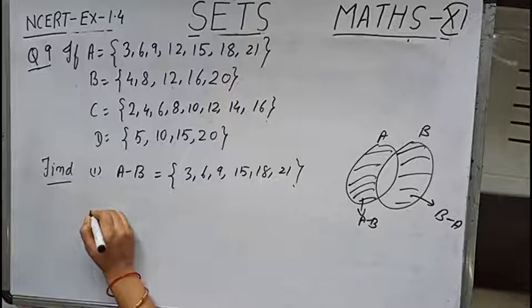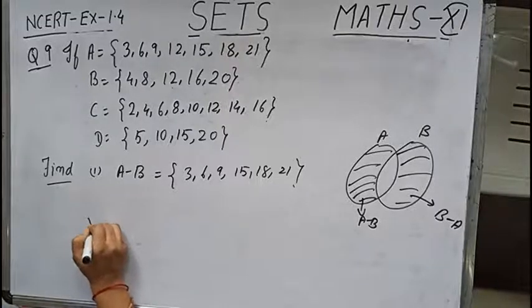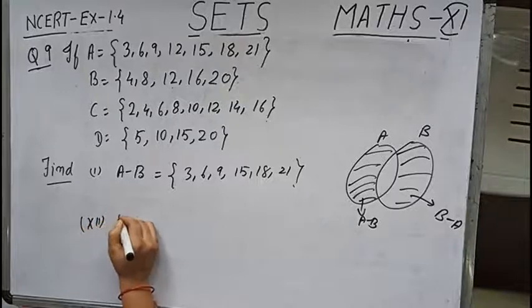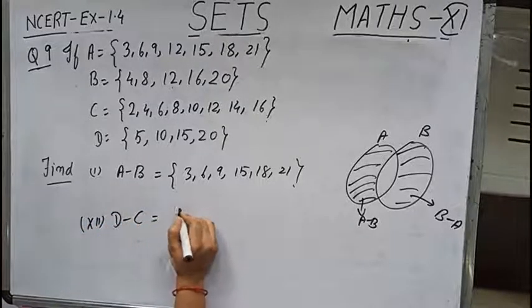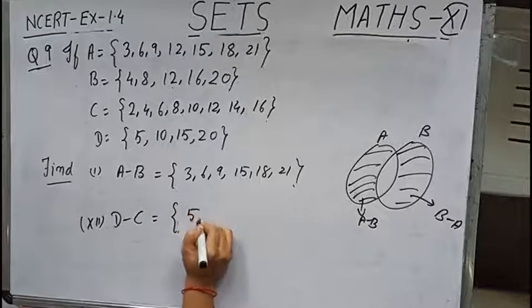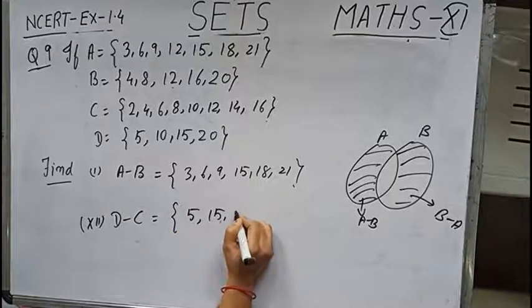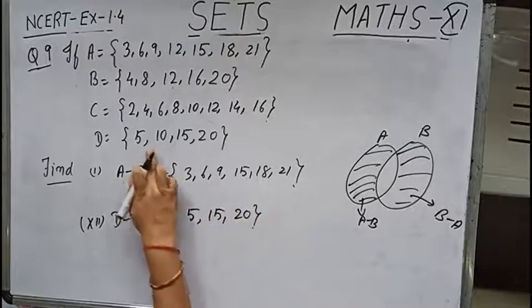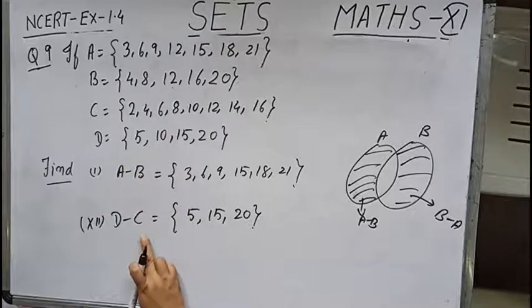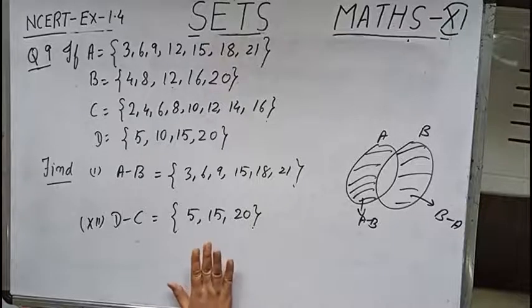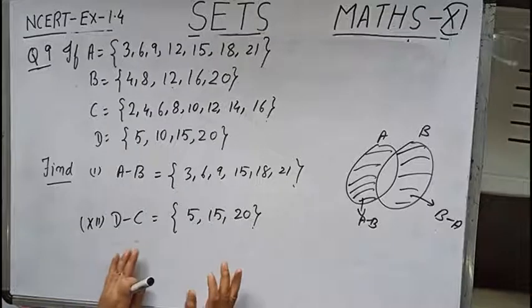Let me do one more sum. Let us do number 12. D minus of C. Now D minus of C will be equals to 5, 15 and 20, because the element 10 is in C. So this is the answer. Similarly you do the other subparts of question number 9. If you feel to ask in other subparts you can definitely ask, but I think you can do it.